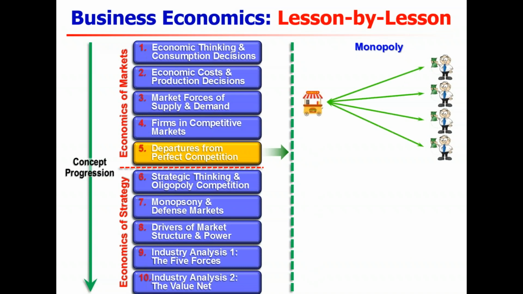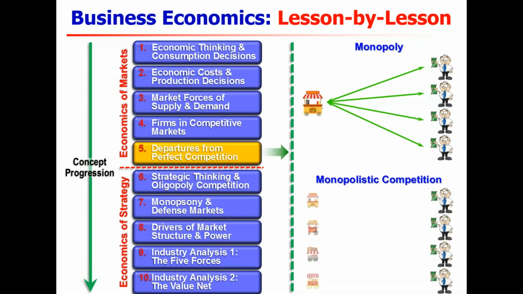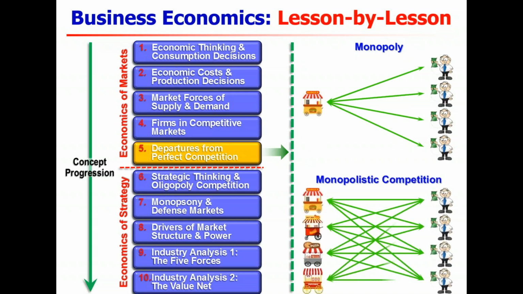For example, what about when you still have this burger seller, but there's only one of them? One burger seller, many buyers. That's known as a monopoly, right? So that's one departure from perfect competition, when you only have one seller. Another departure is where you still have many sellers, but they're not selling identical products. They're slightly different, right? Here we have a burger vendor, a hot dog vendor, a pizza vendor, a popcorn vendor. Again, this is the idea of monopolistic competition.